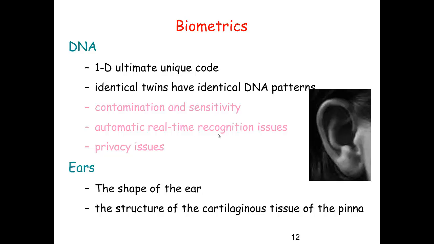Besides DNA, there are a bunch of other biometrics we can use for user authentication. The first one is the ears. We can use the shape of the ears, especially the structure of the cartilaginous tissue of the pinna, to identify the identity of the user.